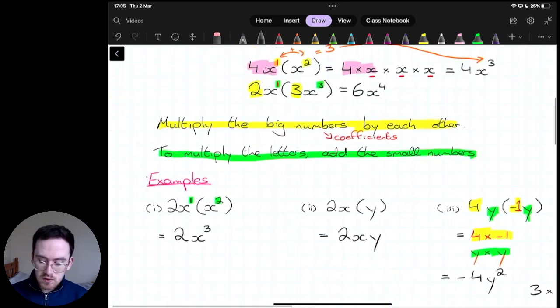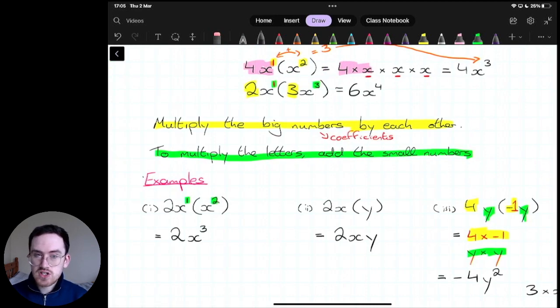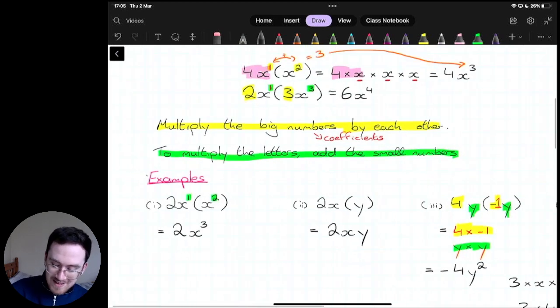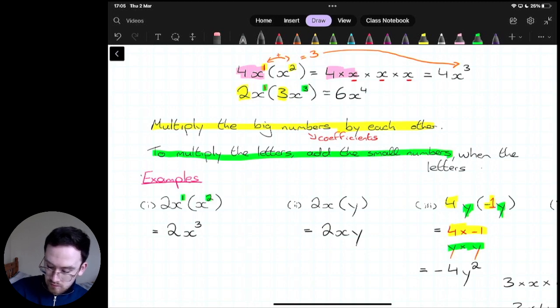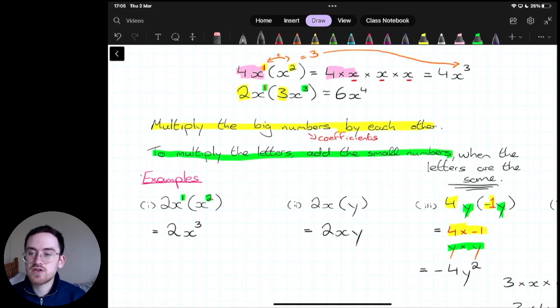So when we're multiplying, we multiply the big numbers by each other, those coefficients, and to multiply the letters, we add the small numbers. Okay, and we should maybe just add in a little note here. When we're multiplying the letters, add the small numbers when the letters are the same. So only when the letters are the same. And that's really important as well. So we obviously only add the small numbers when the letters are the same. So when we had 2xy, that just stayed as 2xy. Okay, so it can be a little confusing here, but just remember they're different letters, and a lot of the time all we're doing is getting rid of the multiply sign.